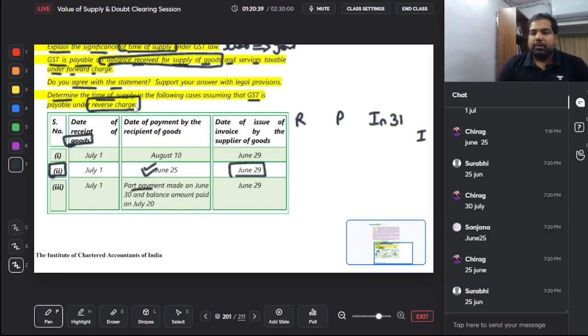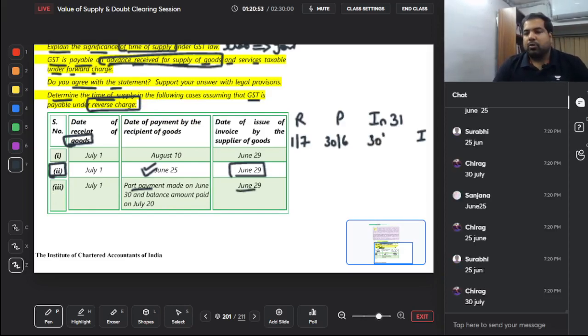What is the date of receipt guys? 1st July. When was the payment made? June 30th. And what is 31 days from the date of invoice? June 29, July 29, 30th July. So which is the earliest date guys? 30th June for the first payment.